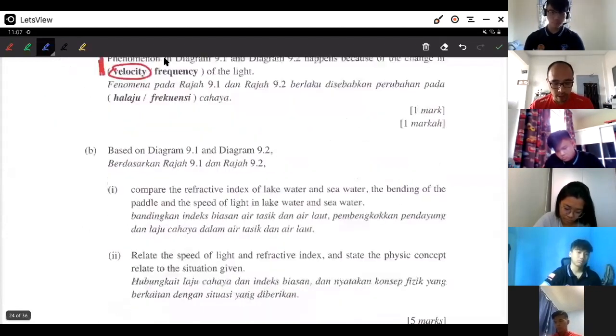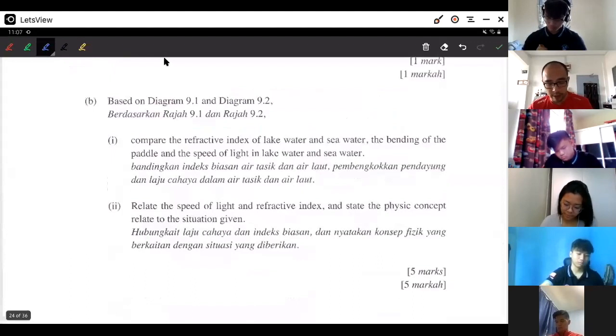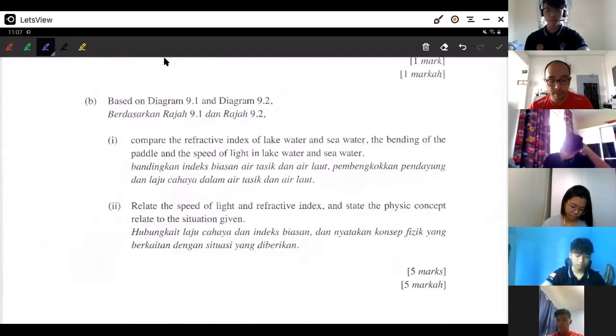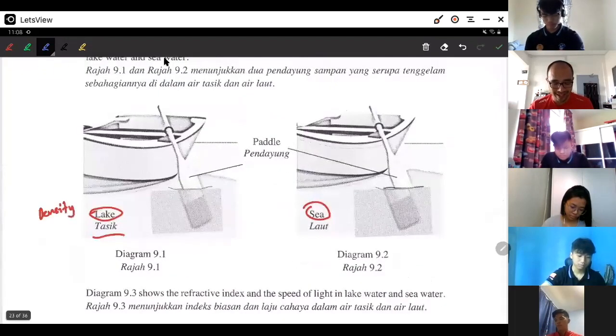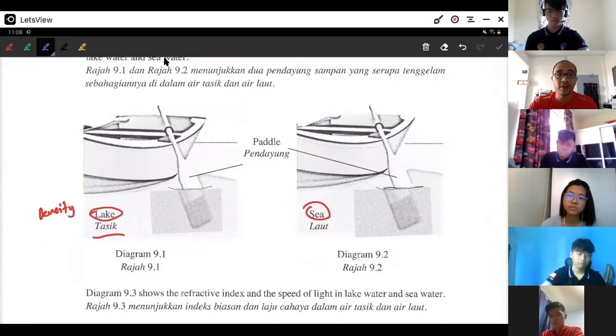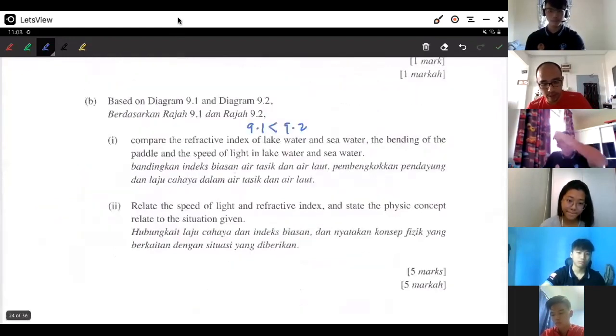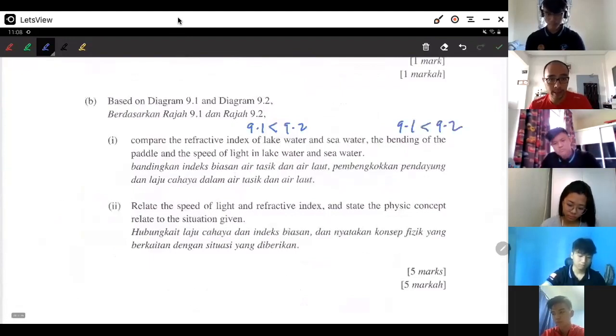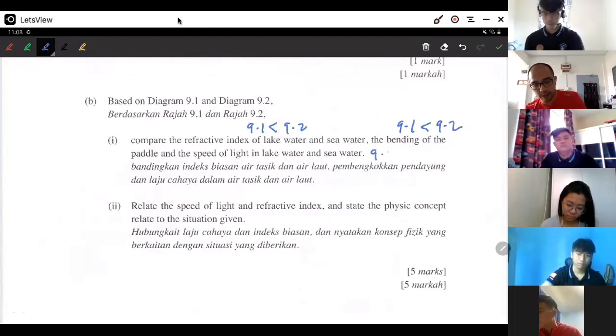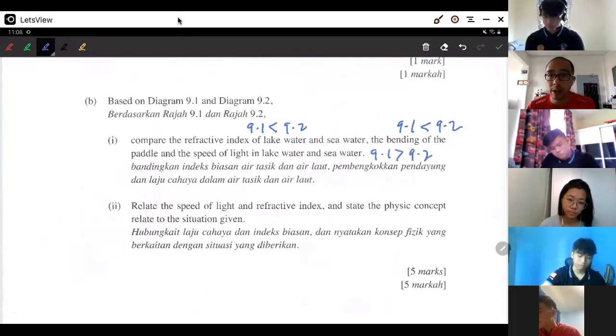All right. So based on 9.1, 9.2, compare the refractive index, please. Anybody? 9.1 smaller than 9.2. Okay, 9.1 smaller than 9.2. The bending of the paddle. Sorry. Anybody? Same. Okay, 9.1 is smaller than 9.2. The speed of light. It's reversed. 9.1 is bigger than 9.2, or 9.2 is smaller than 9.1.